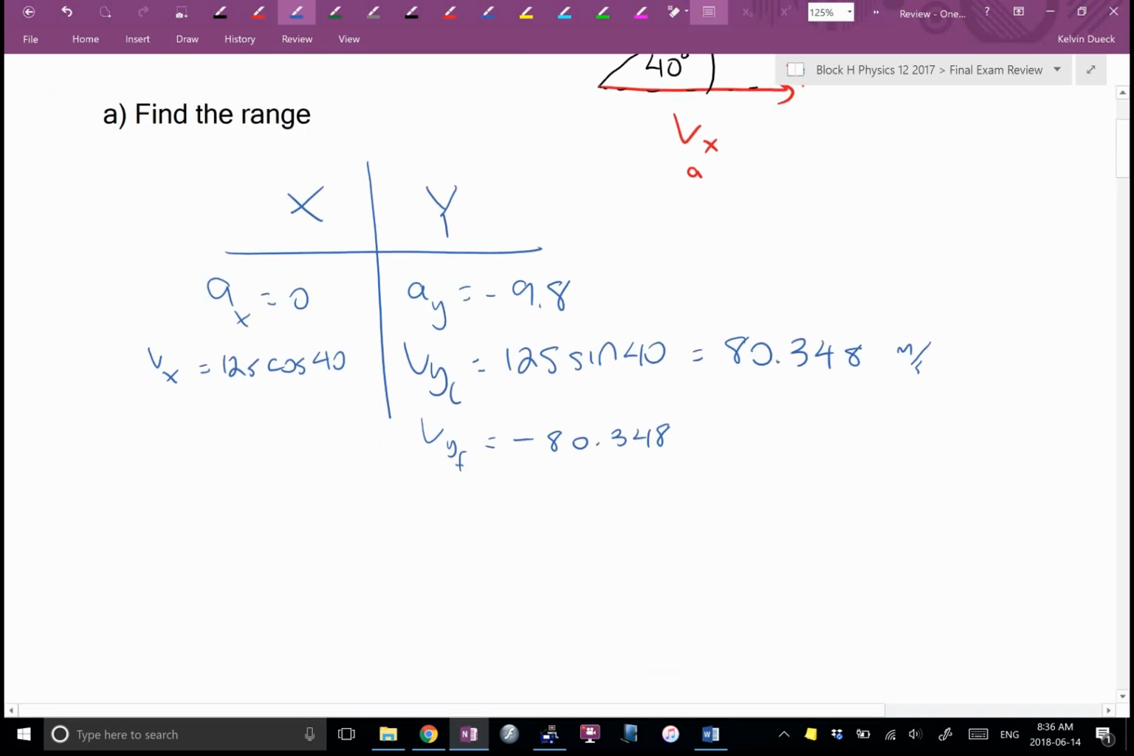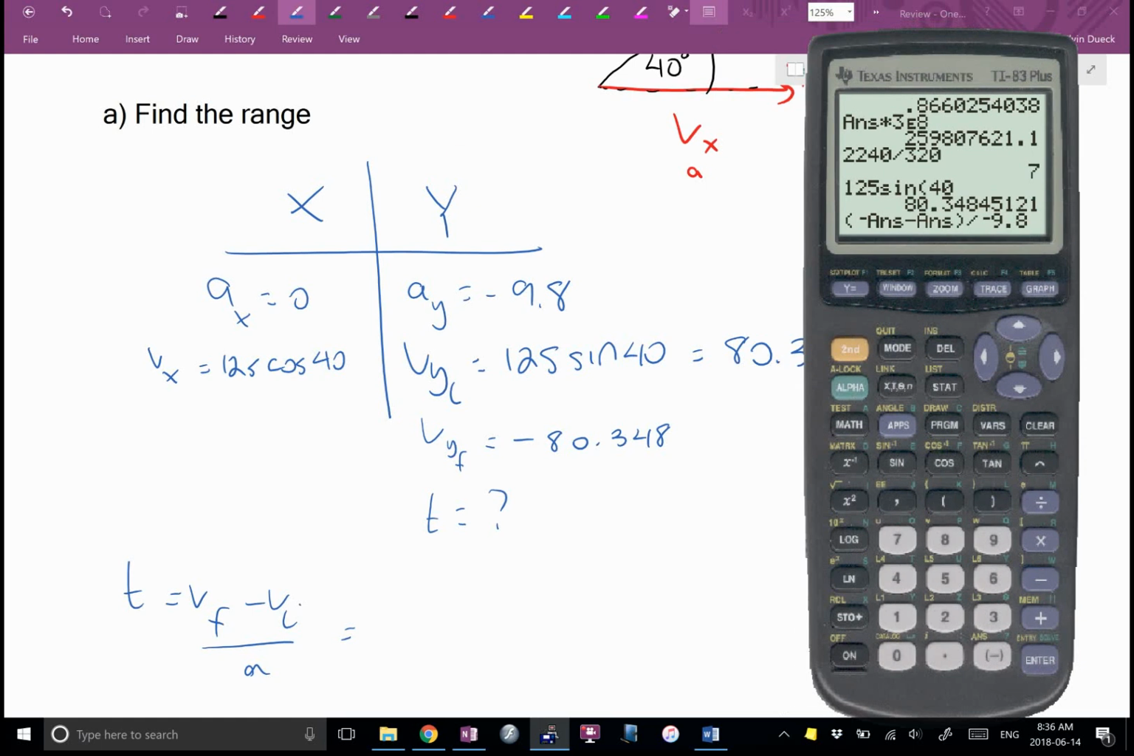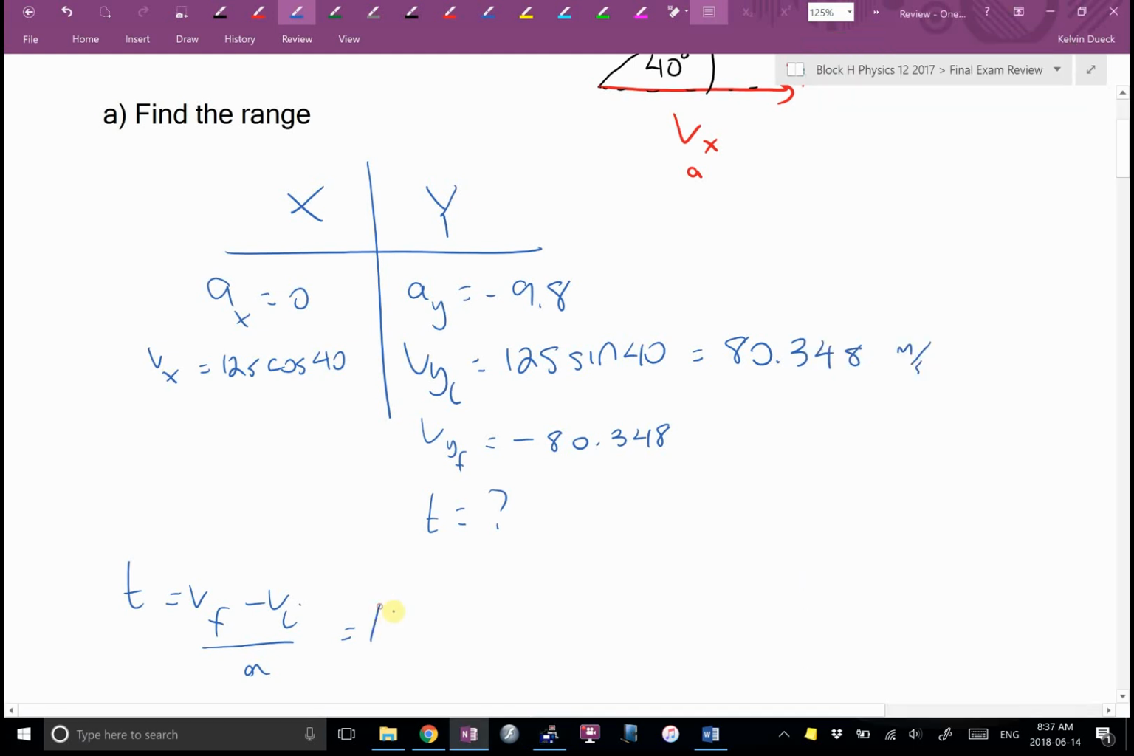Okay, so now I can find time. In this case, I think I'm going to use t equals vf minus vi over a. I'm going to end up going negative answer button, minus answer button, divided by negative 9.8. Good to see all of you typing along with your calculators. Do you get 16.397? Yes. 16.397 seconds.